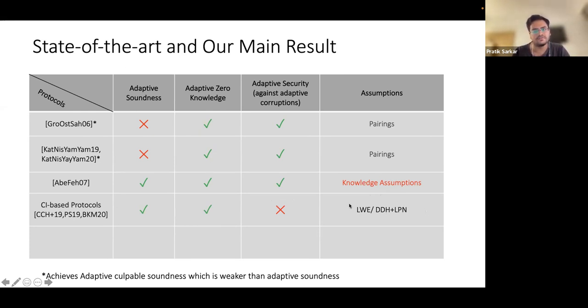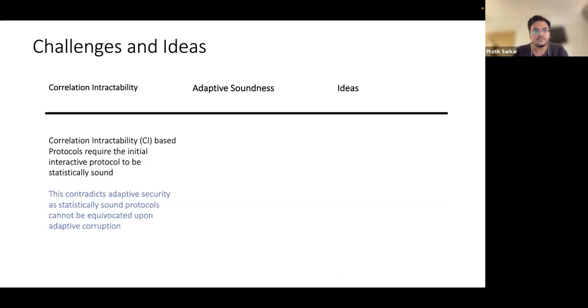However, they fail to achieve adaptive security against corruption. So our work is the first one which obtains triply adaptive security, and we obtain it from LWE, and DDH plus LPN assumption. And we are also in the CI-based domain. So let's see some of the challenges and ideas.